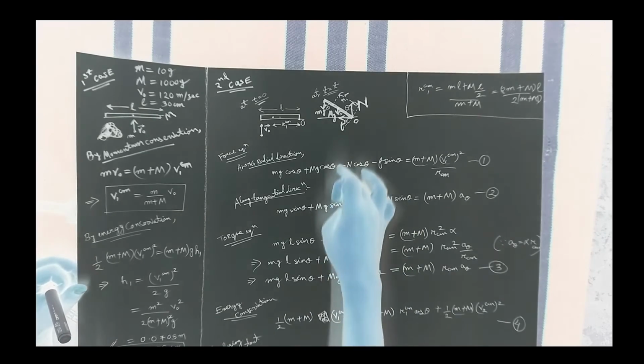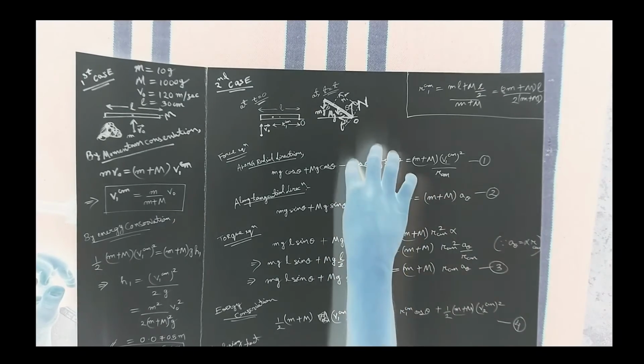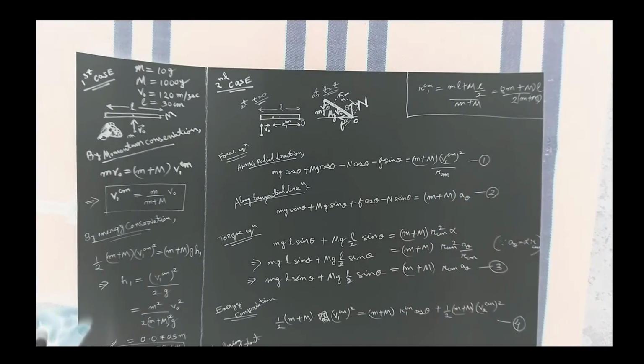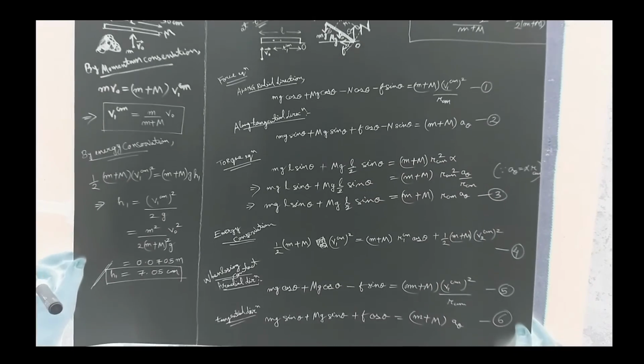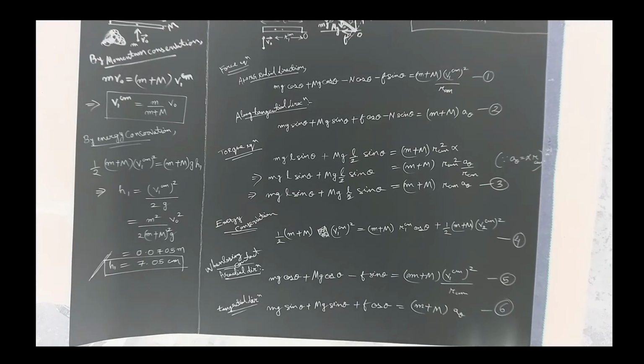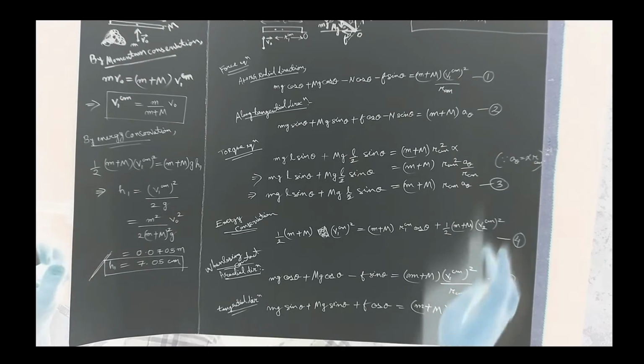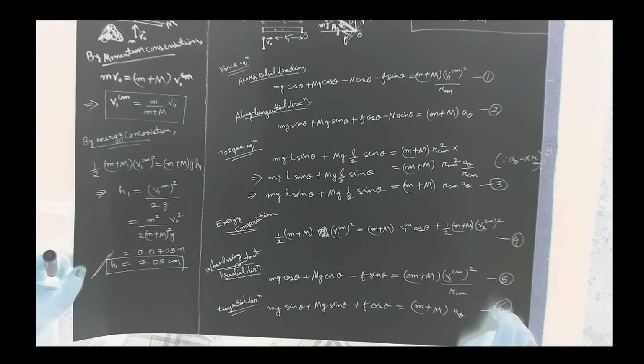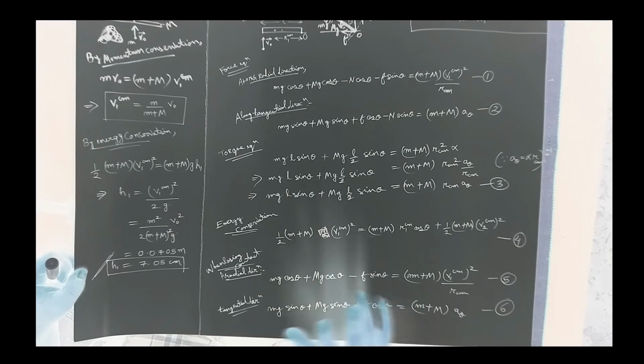I can solve that. After putting normal reaction equal to 0, I get two equations that I have written below as equation 5 and equation 6. Now using equations 3, 4, 5 and 6, I can get the value of theta at which it is going to lose contact.